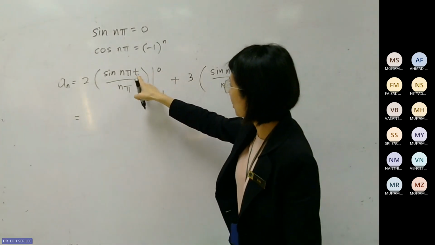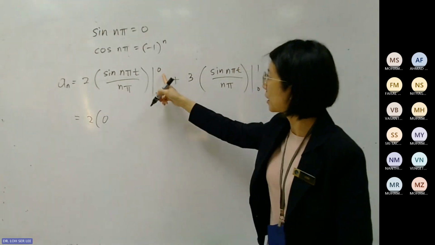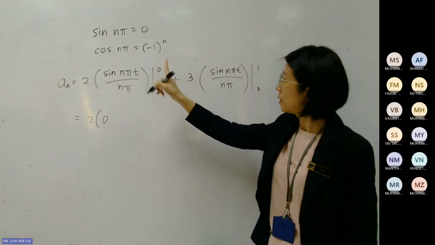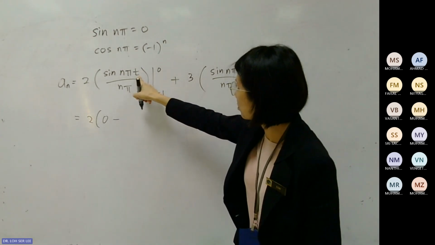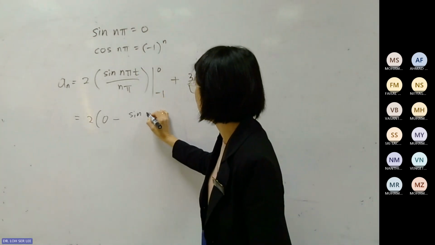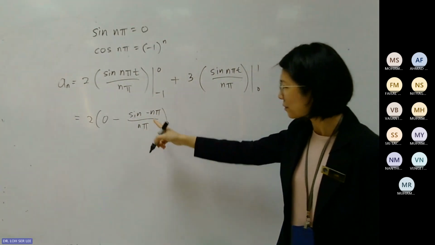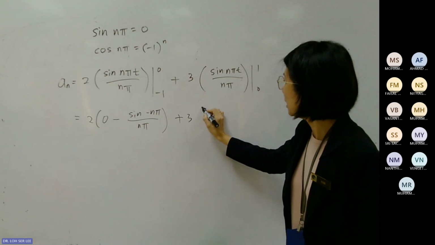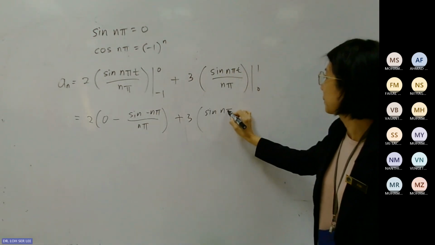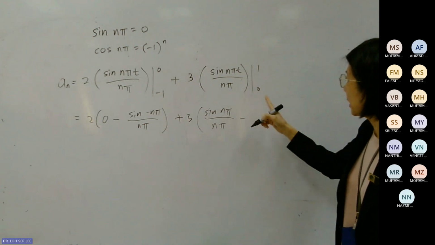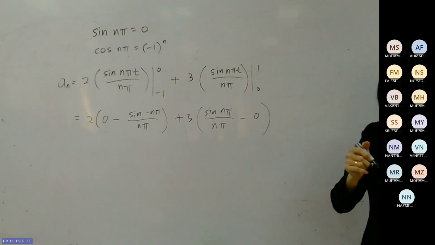0 into this t, so sine 0, you get 0. Sine 0 is 0. Minus, when you substitute -1 into this, you get sine negative n pi over n pi. Plus 3, 1 into this t, you have sine n pi over n pi. Minus 0 into t, you have sine 0, which is 0, because we know that sine 0 is 0.